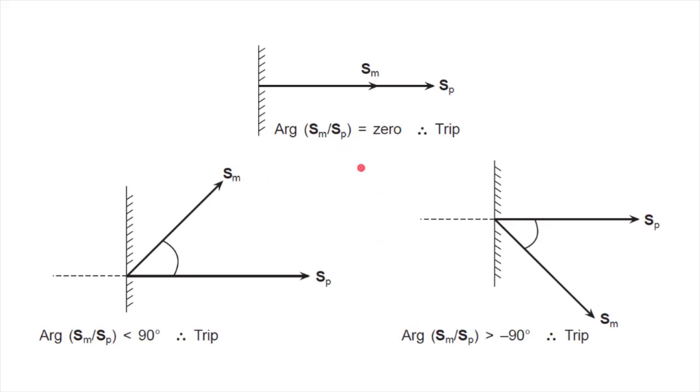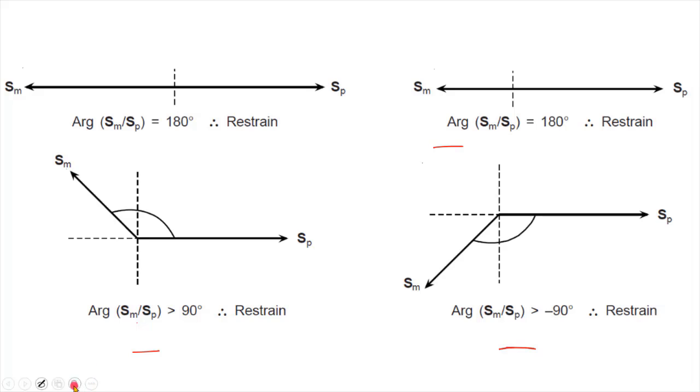So these are all trip cases where the argument of SM by SP lies within minus 90 to plus 90, that means it is less than plus 90 degree and greater than minus 90 degree. Now if we see another case, these are the cases of restraint where the argument of SM by SP is lying outside the region of minus 90 to plus 90. Here in this case it is equal to 180 degree, this is also 180 degree. The magnitude here doesn't matter, whether it is greater or small. Here the argument is greater than 90 degree, and here it is less than minus 90 degree. Therefore it is restraining.